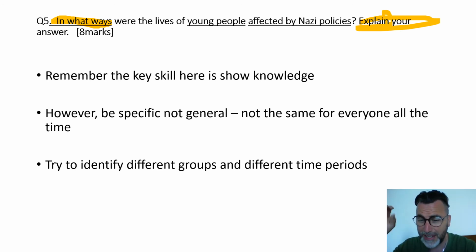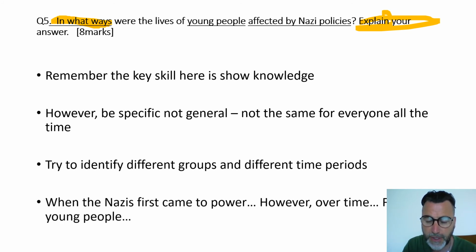So you've got to have different people, different times, different impacts. It's not the same for everyone. Some policies are successful, some policies are unsuccessful. Some policies are really successful for working class boys, some policies are very unsuccessful for middle class girls. You've got to try and bring all of that information in to make it correct. And there you go, I'll put that in when the Nazis first come to power.